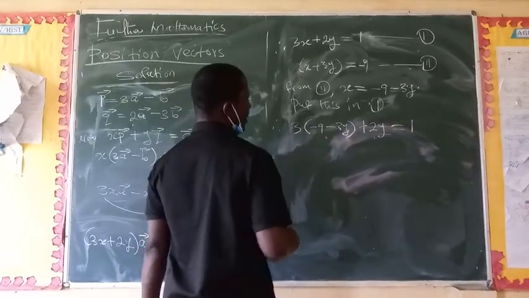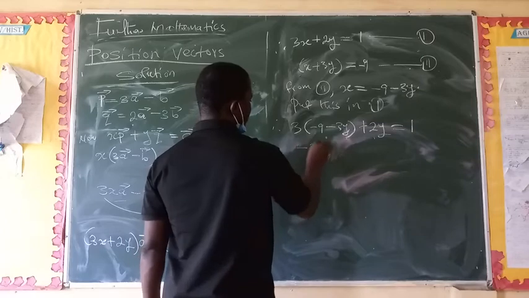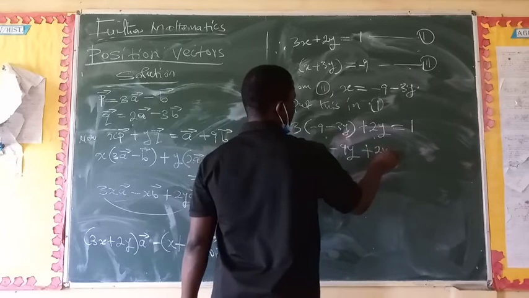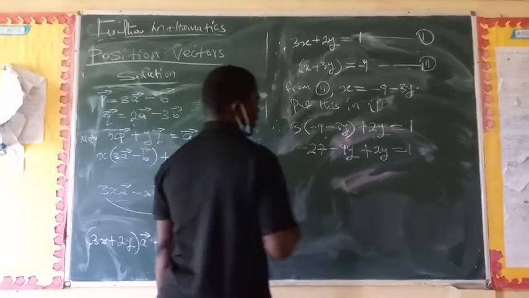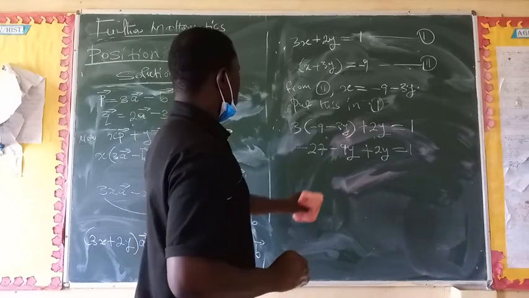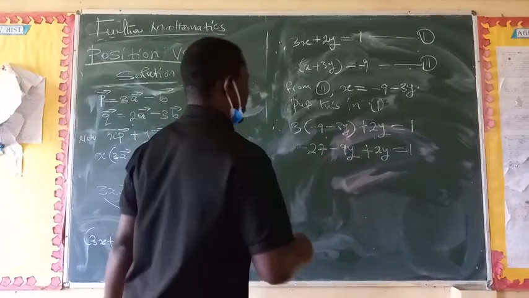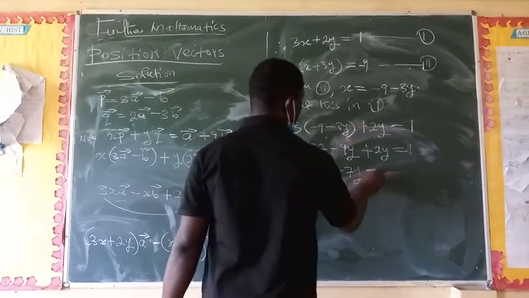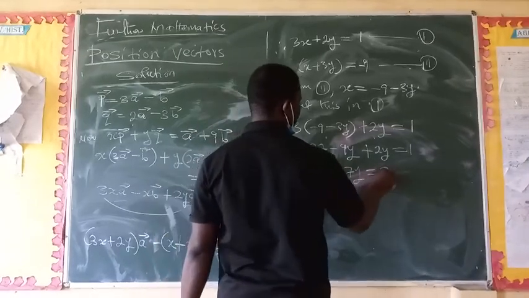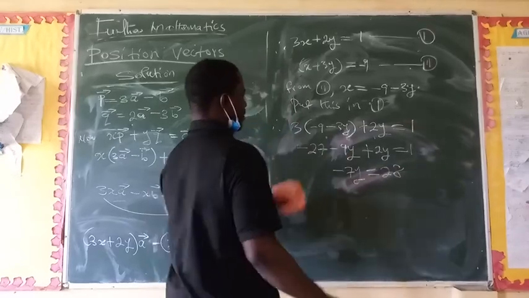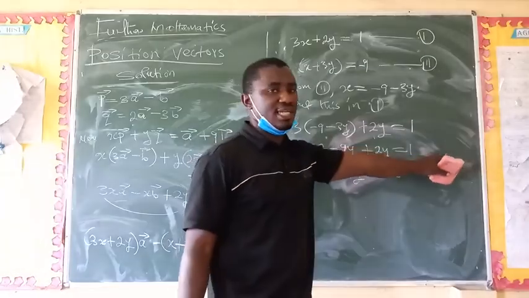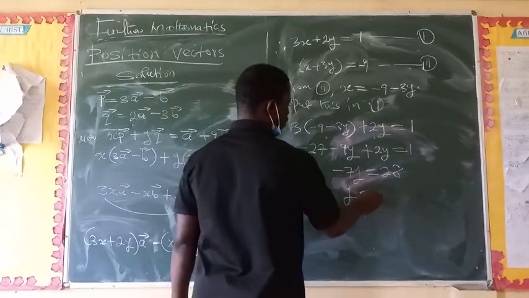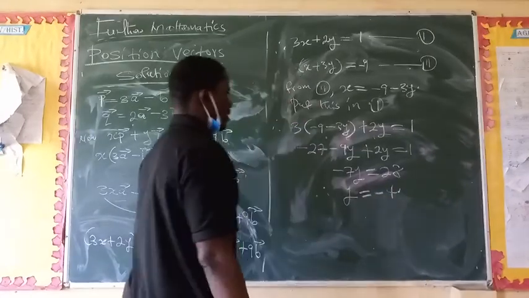And so when we open the bracket, we're going to have minus 27 minus 9y plus 2y is equal to 1. Okay, minus 9y plus 2y is going to be minus 7y. Minus 7y is equal to, here is going to be 28. If this goes to the other side, minus 27 becomes plus 27 on the other side. 1 plus 27 is 28. So, y is going to be equal to minus 4. That is it.